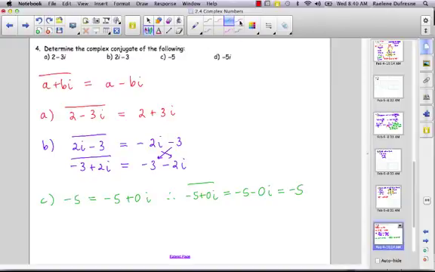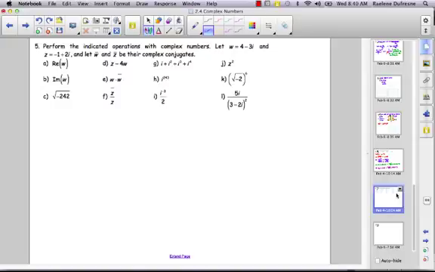And in the last case, we have negative 5i. We can write negative 5i as 0 minus 5i, and therefore the complex conjugate of 0 minus 5i is equal to 0 plus 5i, which is equal to 5i.